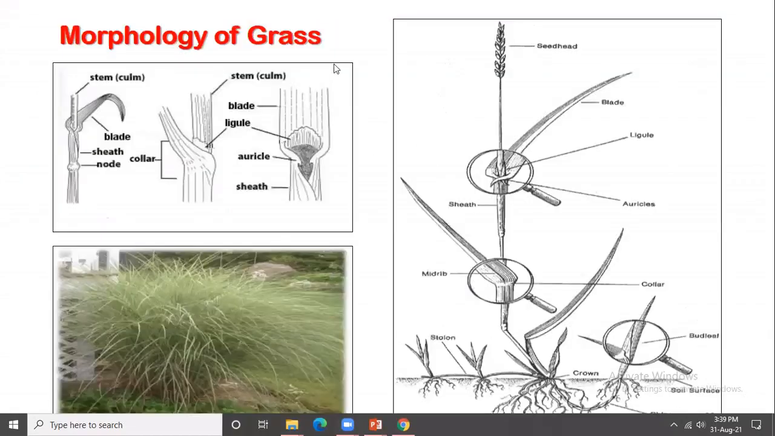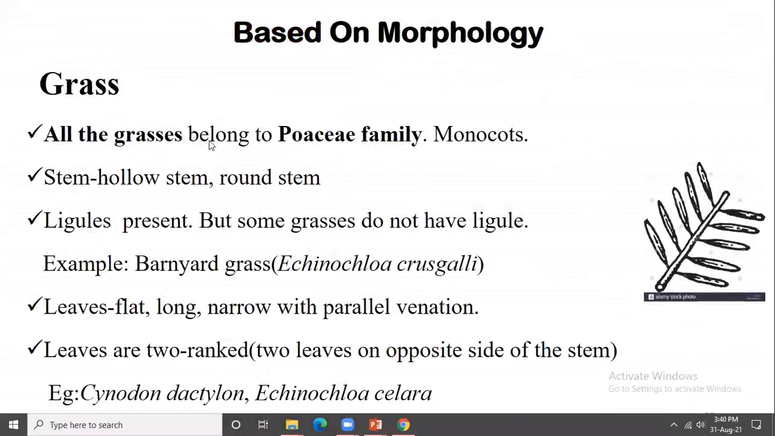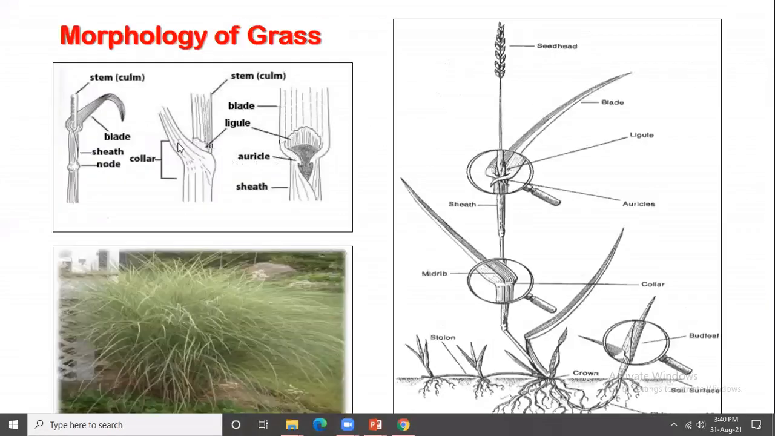In the morphology of the grasses, this part will come in your spot test and also in your spot exam. If you need, you can take a screenshot. You want to identify these parts: this is the blade, this is the node, this is the collar, and this is the ligule. Here this one is the ligule, and this one is the stem. Note this point: this is the seed head, and this is the ligule.